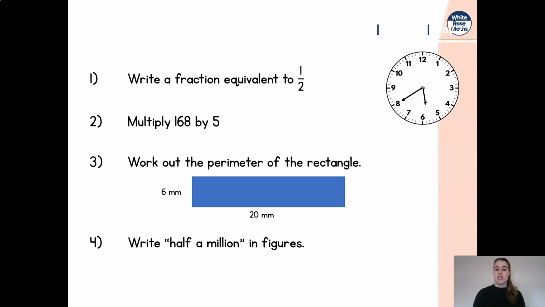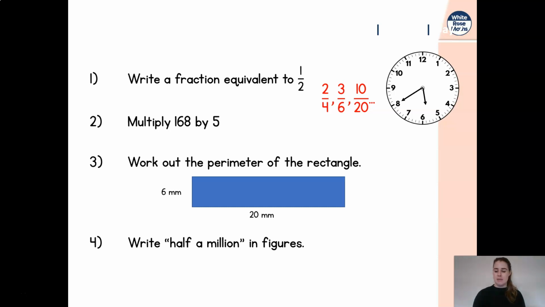Okay, write an equivalent fraction to a half. Now, we did this yesterday. If you look at your multiplication grid, any of those numbers that go from 1 to 12 and 2 to 24, those are all going to be your equivalent fractions. So it could be anything from 2 quarters, 3/6, all the way up to 10/20ths. Could even be 12/24ths, okay?